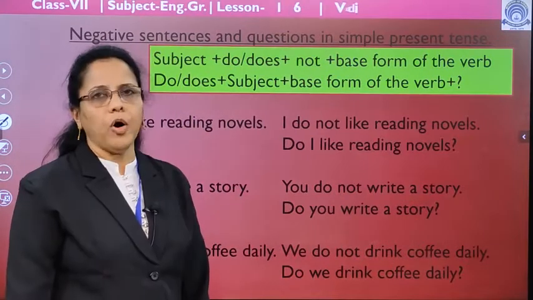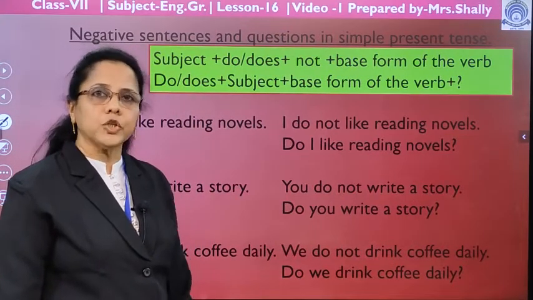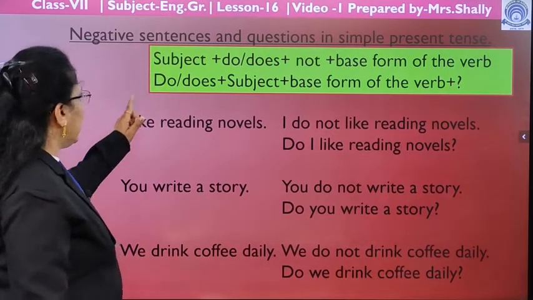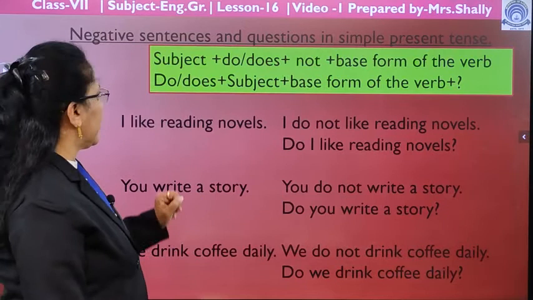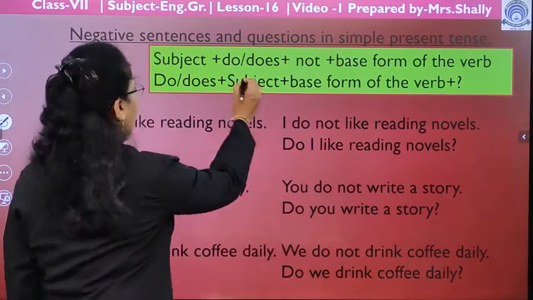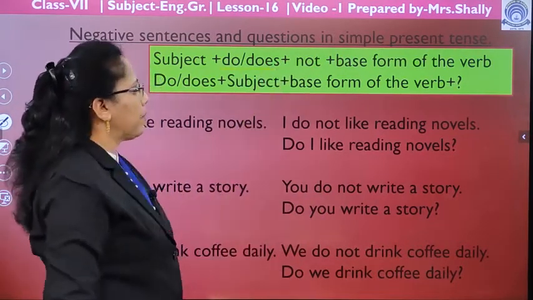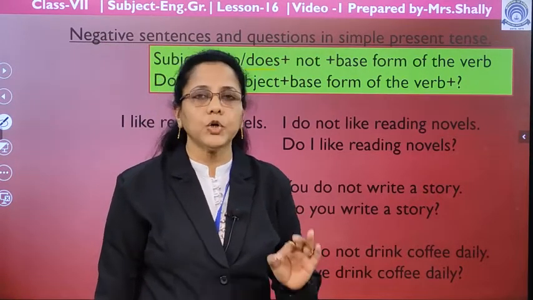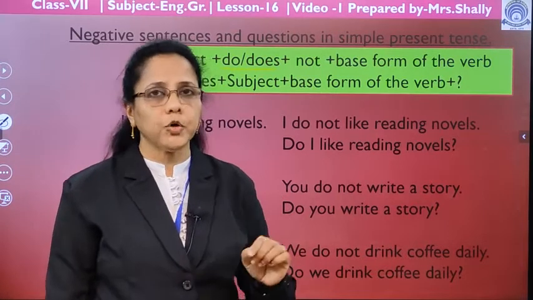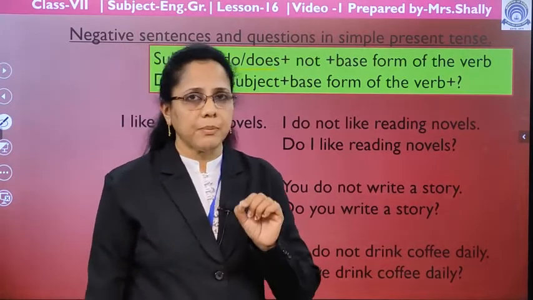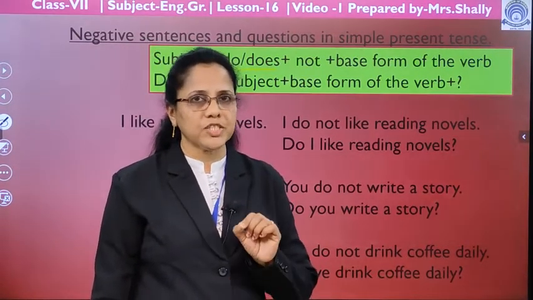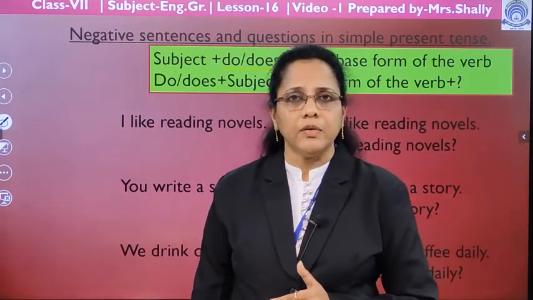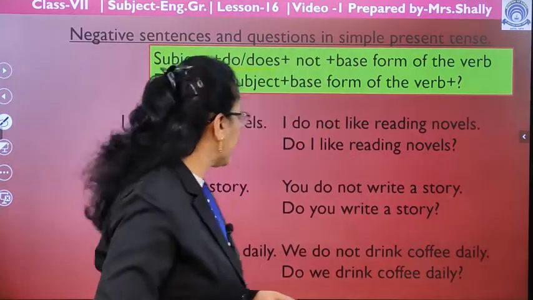Now, how to form a negative sentence and an interrogative sentence in simple present tense. Here, to make a negative sentence: subject plus do or does plus not plus base form of the verb. Subject plus do or does. How to choose do or does? If the subject is plural, we must use do. And if the subject is singular, we use does.